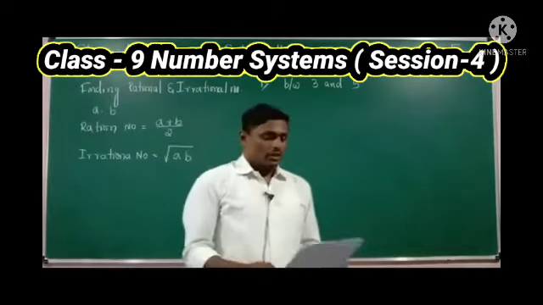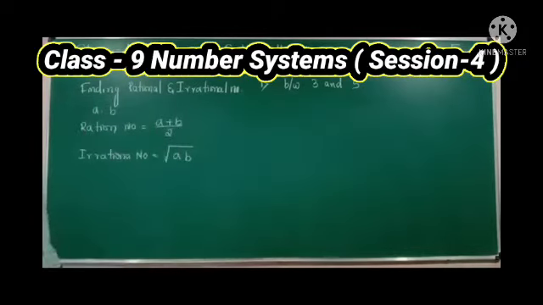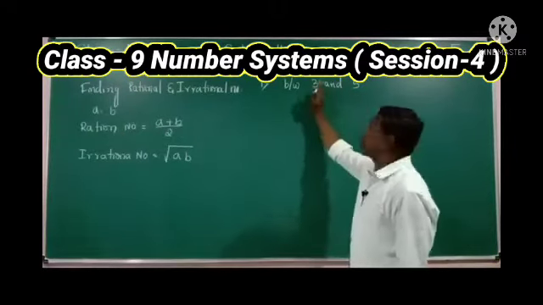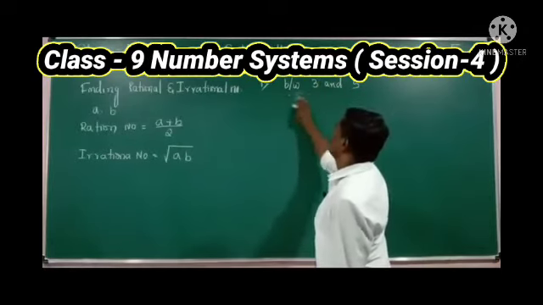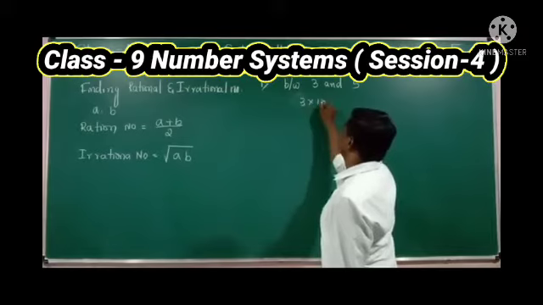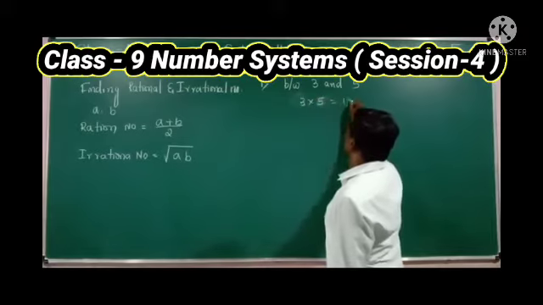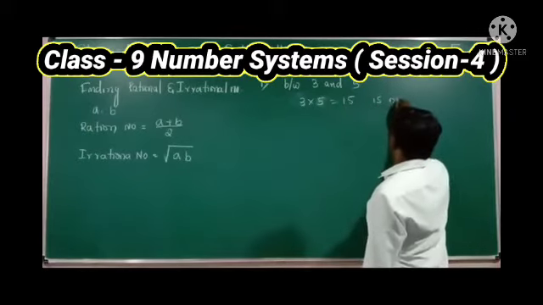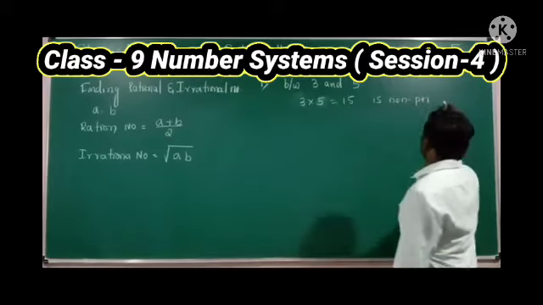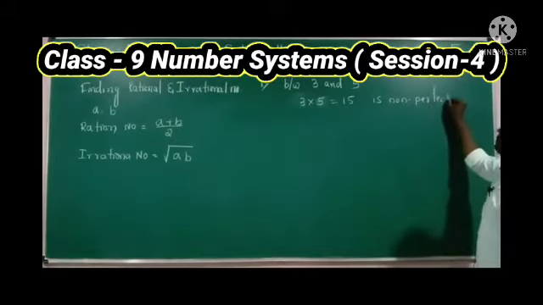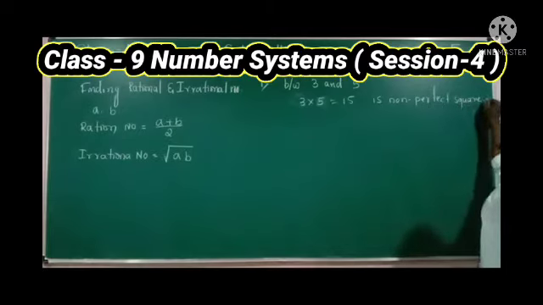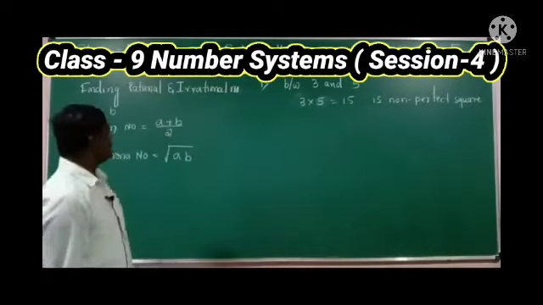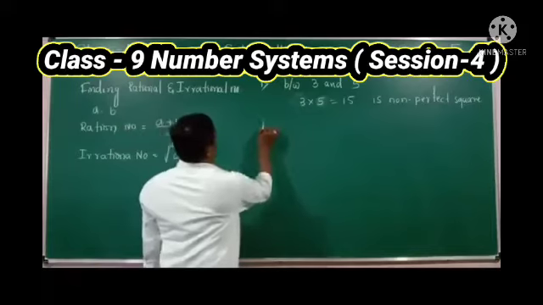Okay. So how can we find the rational and irrational numbers? Before finding them, first we need to find the product of the two given numbers, A into B, which means 3 into 5, which is equal to 15. Is 15 a perfect square number? No. So 15 is a non-perfect square. Okay, so if 15 is a non-perfect square, we can easily find the rational and irrational numbers.